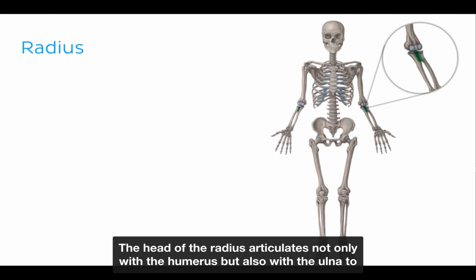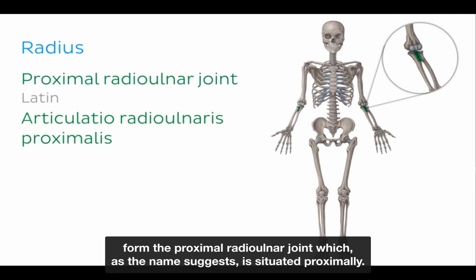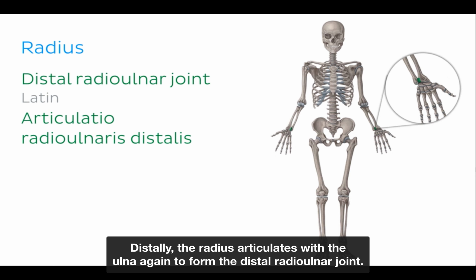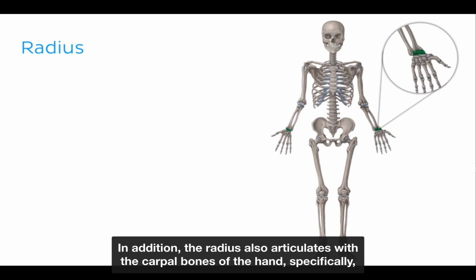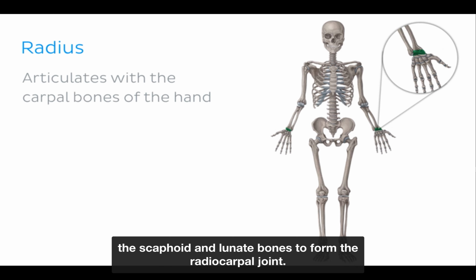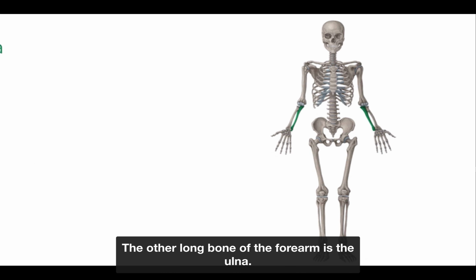The head of the radius articulates not only with the humerus but also with the ulna to form the proximal radio-ulnar joint, which as the name suggests is situated proximally. Distally, the radius articulates with the ulna again to form the distal radio-ulnar joint. In addition, the radius also articulates with the carpal bones of the hand, specifically the scaphoid and lunate bones, to form the radiocarpal joint. The other long bone of the forearm is the ulna.